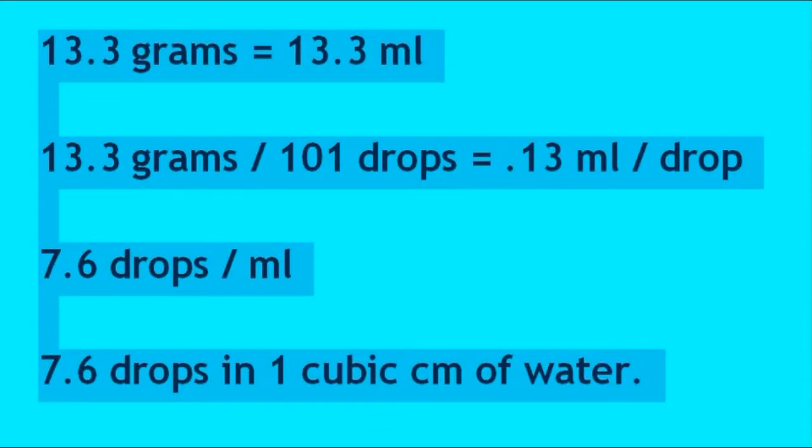Okay, so now we're going to figure out the size of a drop. We had 13.3 grams, which, as I told you before, is equal to 13.3 ml. 13.3 grams divided by 101 drops, or 13.3 ml divided by 101 drops, equals 0.13 ml. So each drop is 0.13 ml. Or taking the inverse, there's 7.6 drops in 1 ml of water. Or to put it another way, there are 7.6 drops in 1 cubic centimeter of water.